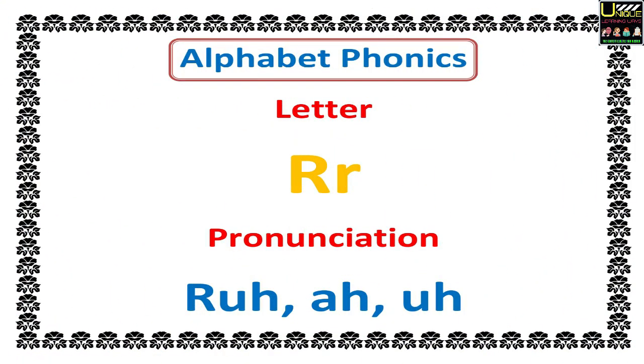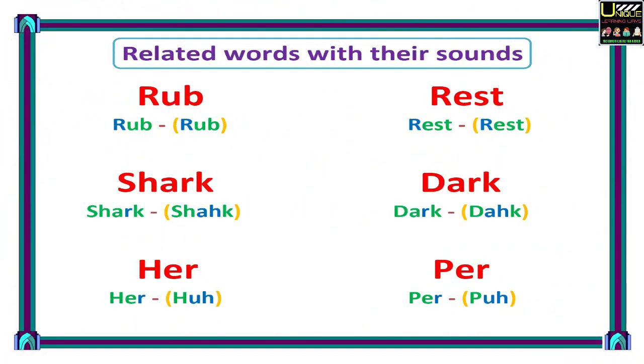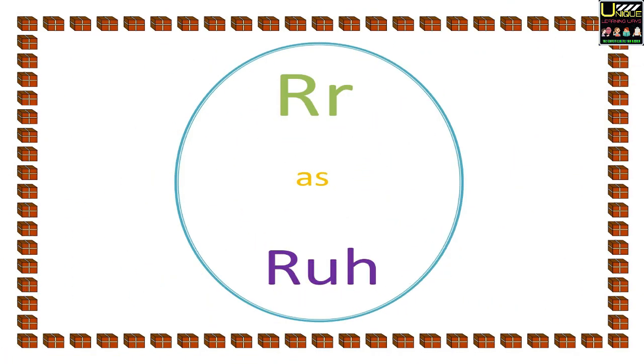Alphabet phonics. Letter R. Pronunciation: R. Related words with their sounds. First we talk about the first sound of R, that is R. Rub, rest. Now we talk about the second sound of R, that is A. Shark, dark. Now we talk about the third and last sound of R. Her, purr. R as R.